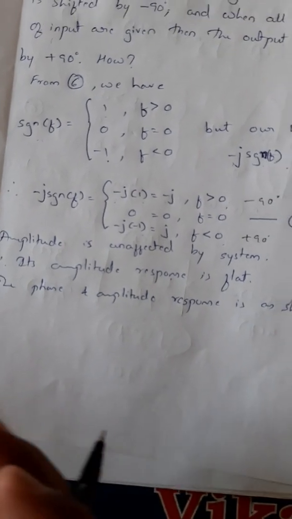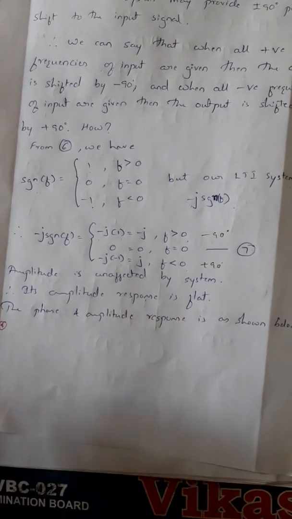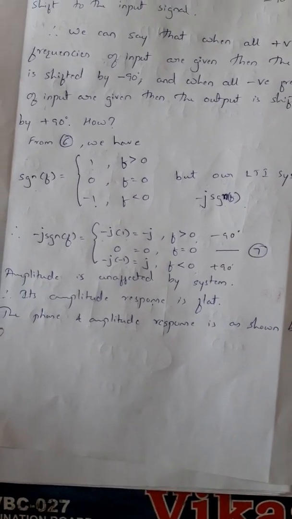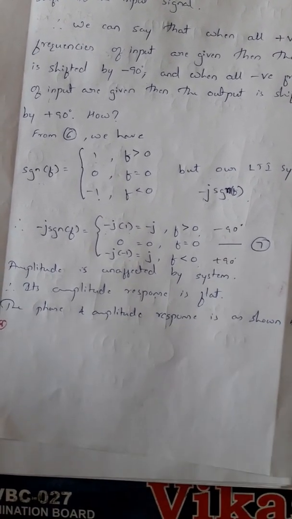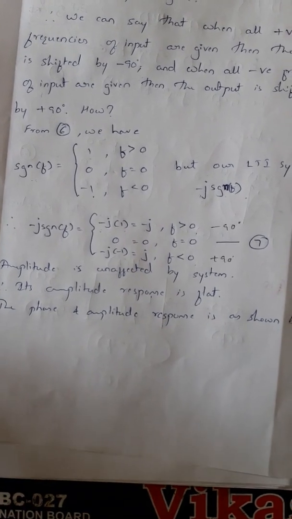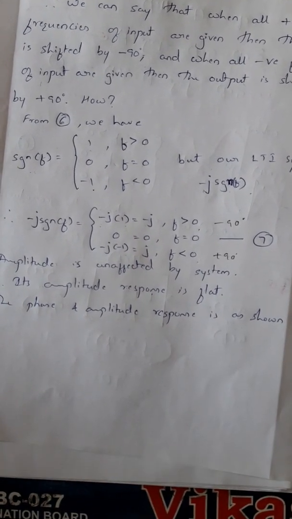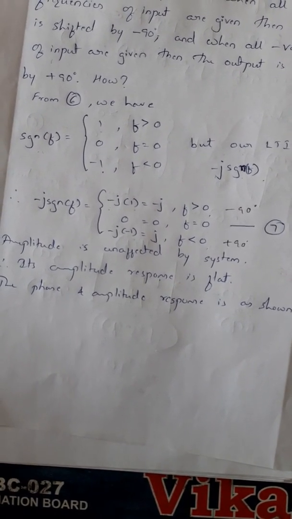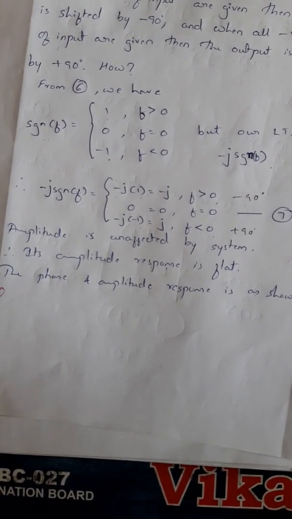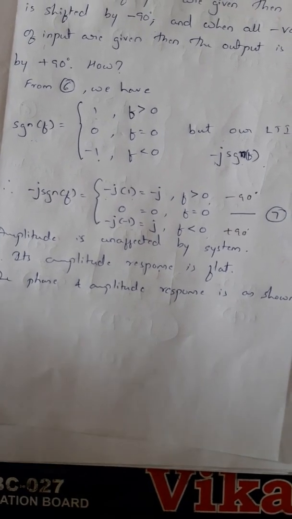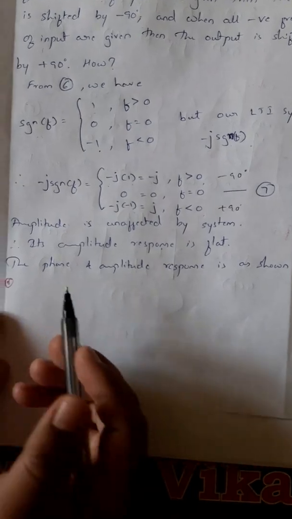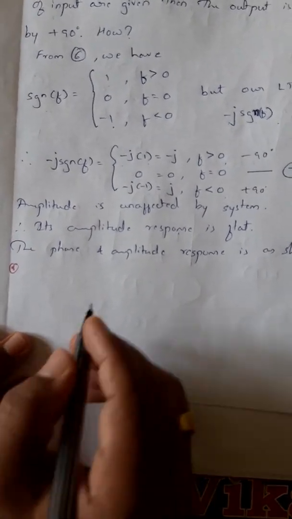So what happens in the Hilbert transform is that the phase is getting shifted: the positive frequencies are shifted by minus 90 degree and the negative frequencies are shifted by plus 90 degree. But remember, the amplitude is not getting changed. It is unaltered or unaffected. So the amplitude of this will be flat. So let me draw the phase and amplitude response of this system.